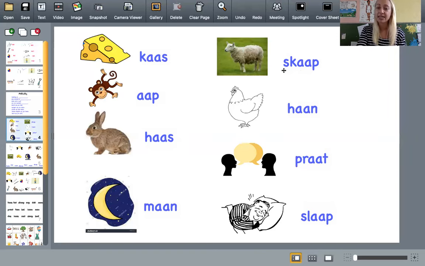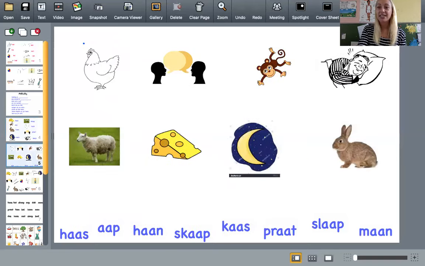Try to join me this time. Skaap, haan, praat, slaap. Okay, good. Well done. I've got the same pictures here again, like I did last time. But again, you are now going to help me see how much you remember. If you need to rewind, watch that slide again before we do this. You are welcome to do that. Let's see how many of them we remember. Remember to shout out when you're at home, and let's see if we can match the pictures and the words.